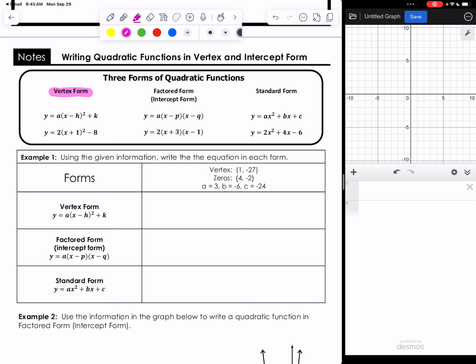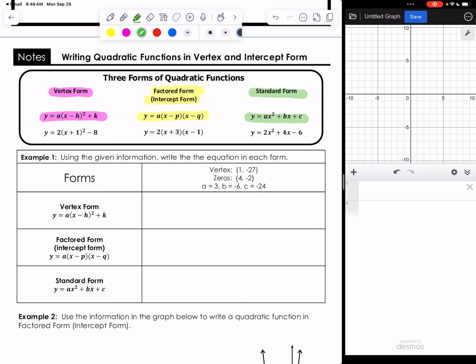We can write them in vertex form, which is y equals a times (x minus h) squared plus k. We can write them in factored form, sometimes called intercept form, by using the formula y equals a times (x minus p) times (x minus q). Or we can write quadratic functions in standard form, y equals ax squared plus bx plus c.